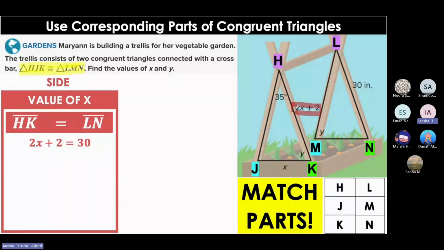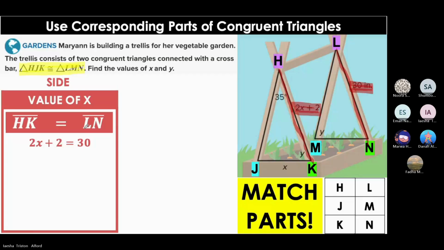So this side is congruent to this side. From H to K is congruent to L to N. Because they're congruent, I have to choose H to K. Tell me one more time. Say it again. How do you know that it's a side? You told me the X was outside, so we're talking about a side.